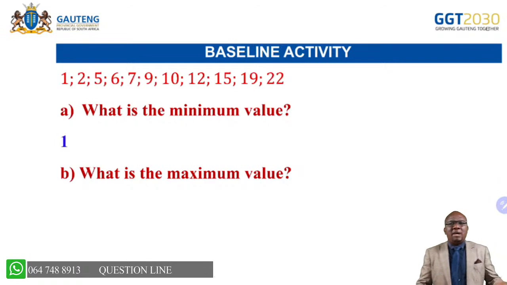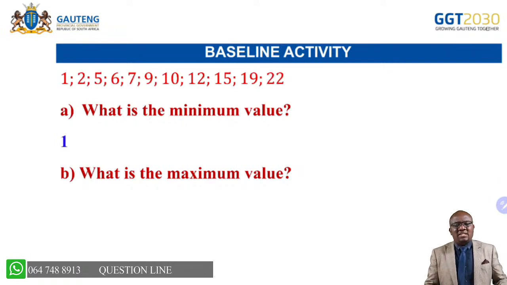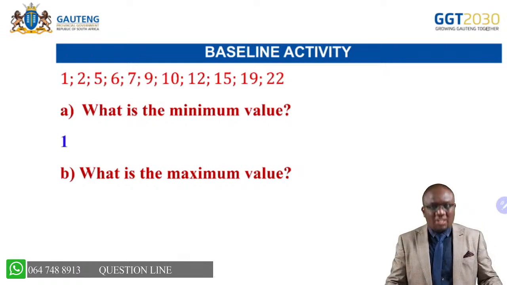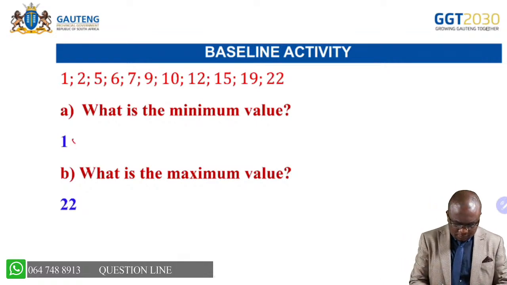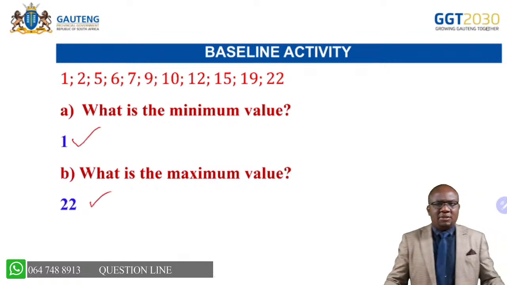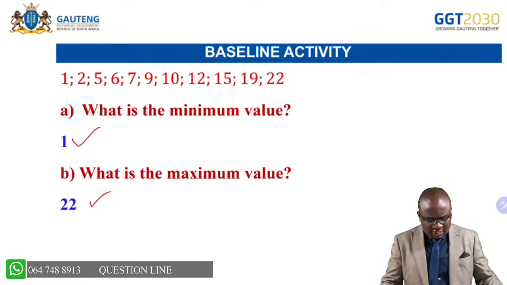Let's say these are marks. Maybe there's a test that was given to learners, and it was out of 25. It means the lowest mark there is 1. What is the maximum value? The highest mark is going to be 22. Can you mark that? Did you get that? Right, what was the next question?